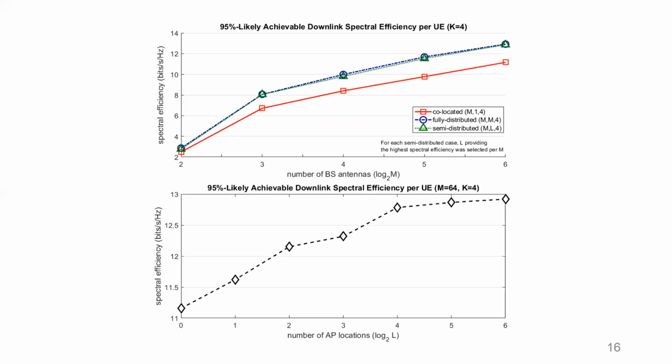The last graph fixes the total number of base station antennas to 64 and varies the number of AP locations. As we see here, the 95% likely achievable downlink spectral efficiency when the number of APs is 16 is similar to where the number of APs is 64. We can reduce the number of locations for APs by a factor of 4 and still attain similar coverage while having better peak spectral efficiency.